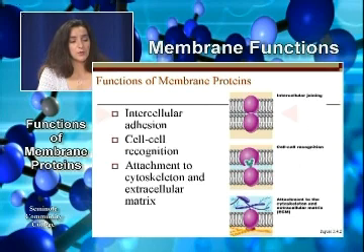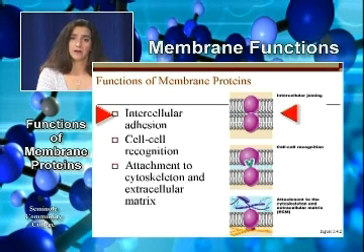Some other functions of our proteins are intercellular joining. Our intercellular joining proteins allow for two cells to adhere together. Many of our cells form tissues, and these tissues all adhere together via these intercellular joinings and things like that. These proteins just allow them to attach together.